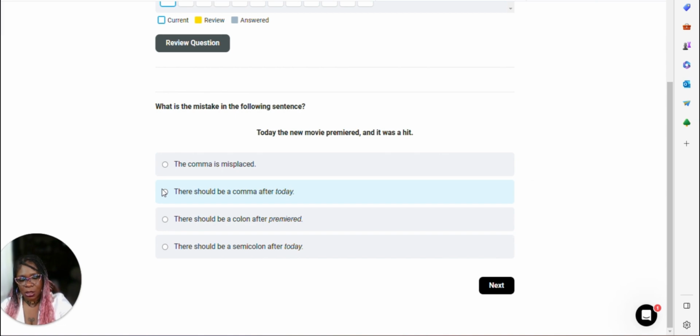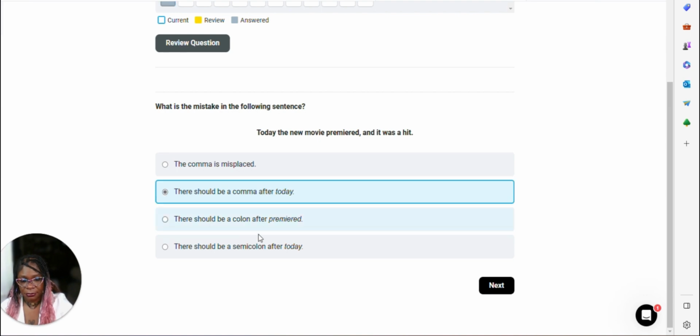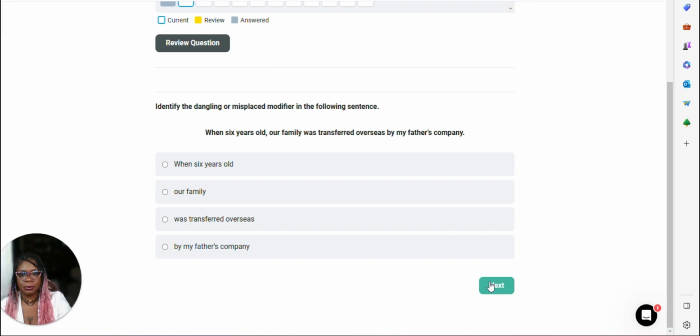And the answer is going to be, there should be a comma after today. So commas are used after introductory phrases. So this one right here, today the new movie premiered, there should definitely be a comma after today. So it would read, today, the new movie premiered and it was a hit. That reads a little bit more fluently than just having today the new movie premiered and it was a hit. That today needs to be separated from the rest of the sentence. So we're going to go ahead and pick that one and move on to the next question.